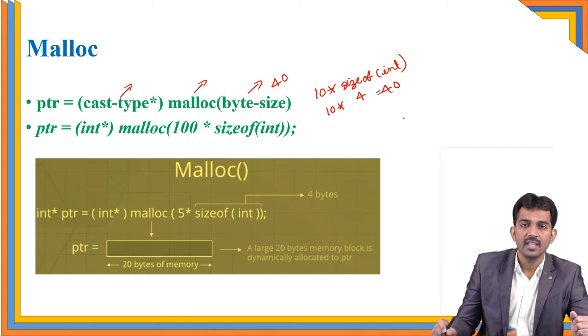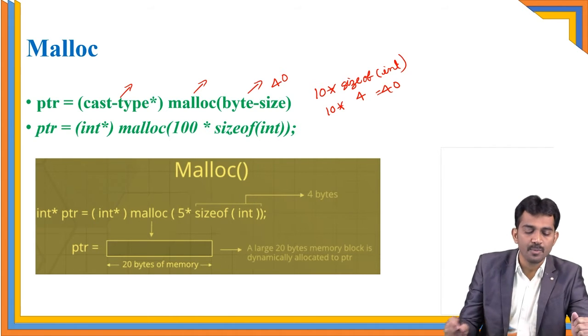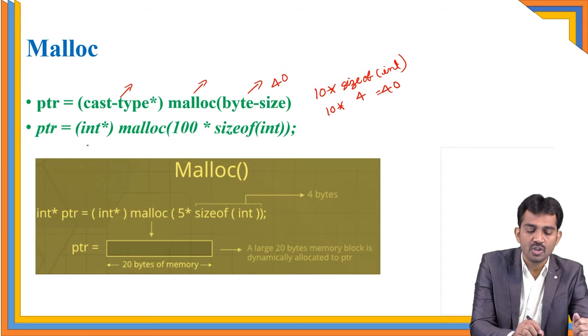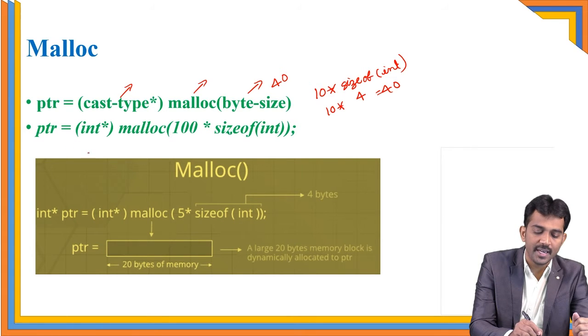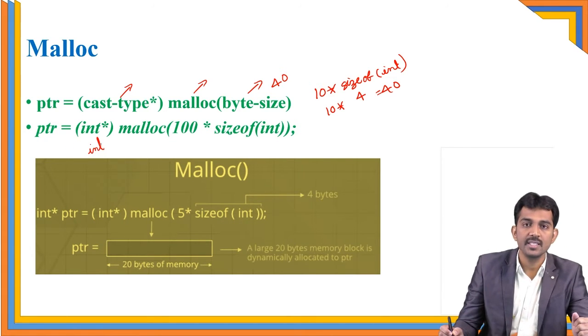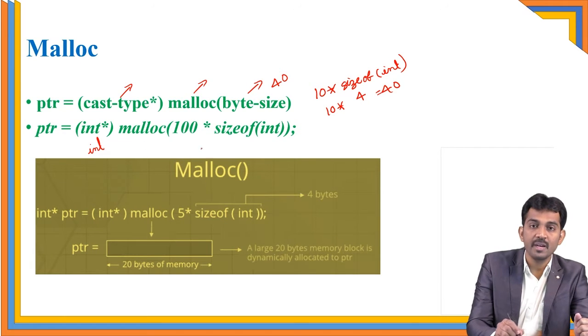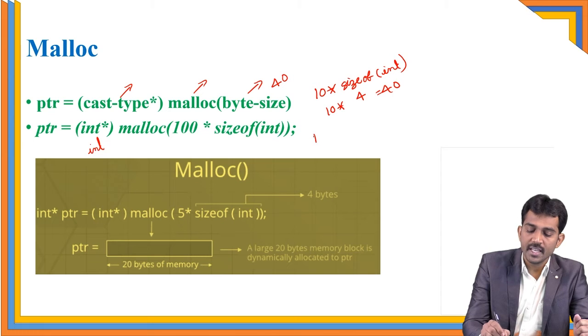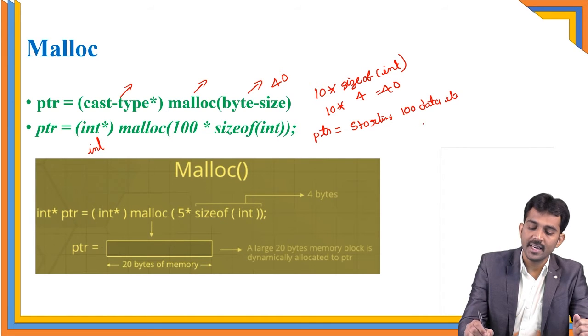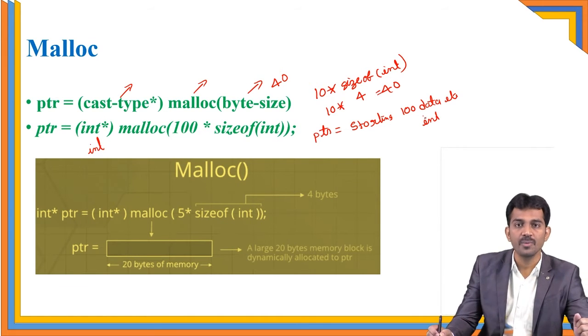For example, here they have given an example. In this example, observe clearly, ptr as an int star pointer means I'm going to store integer type. After that, observe carefully, malloc of 100 means now ptr is capable of storing how many data items? 100 data items. Which type? Integer type. Yes or no?